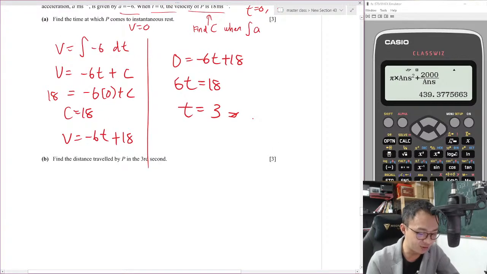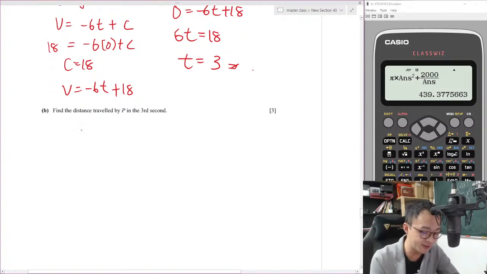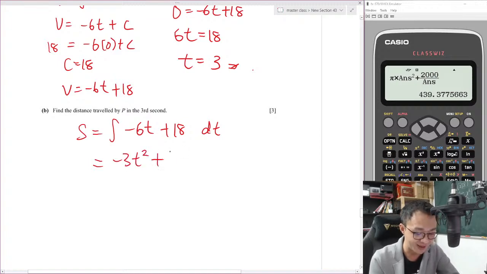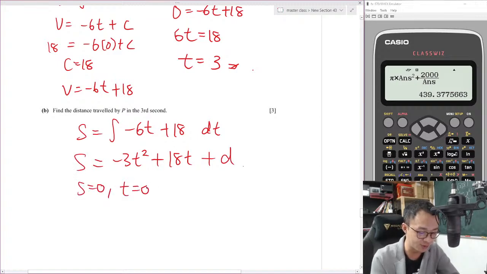So find the distance travelled by P in the third second. In order to find distance travelled, we need s. So it's the integral of v dt, which gives me -3t squared plus 18t. Since I already used c, here I use d. So when s equals 0, t equals 0, then d will just equal 0. If you do not believe me, you can just plug in all the 0s by yourself.